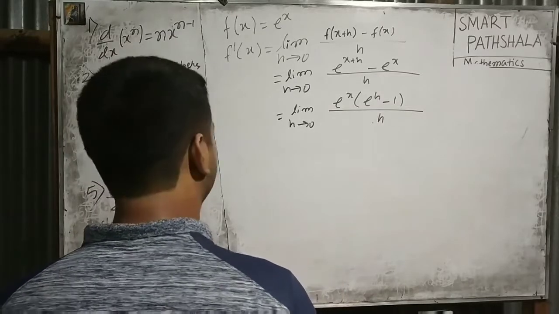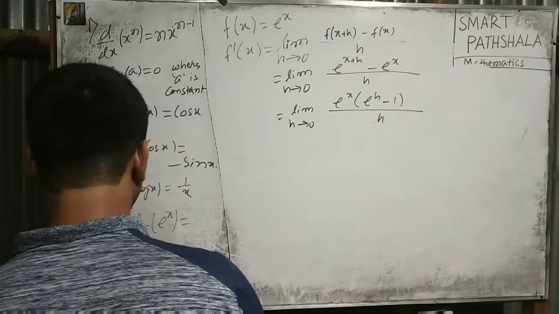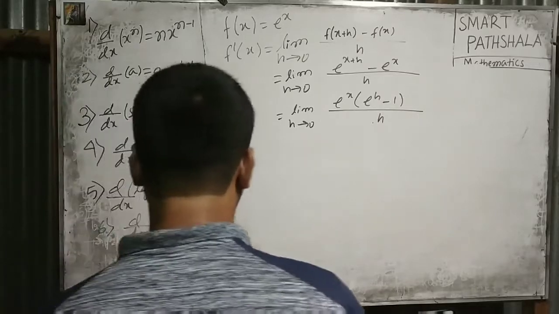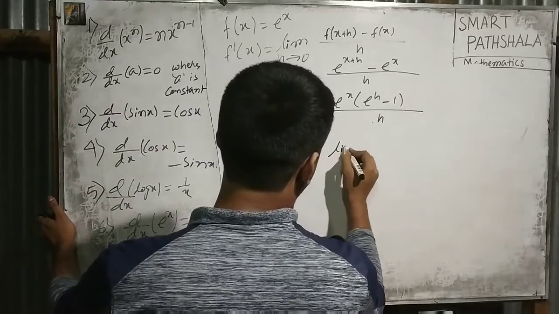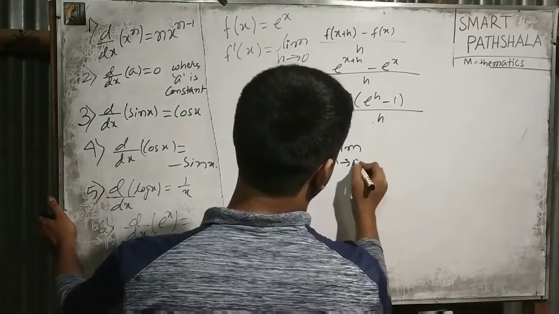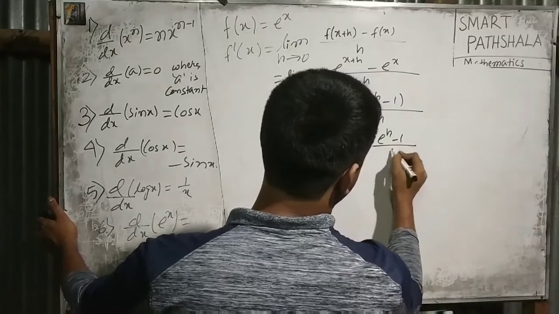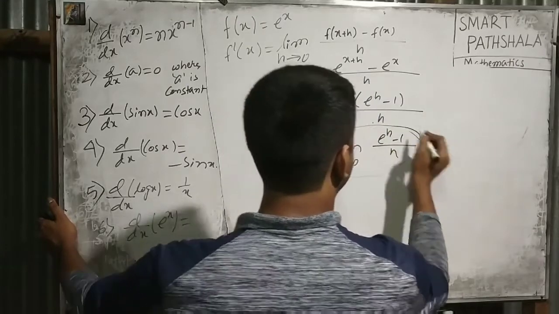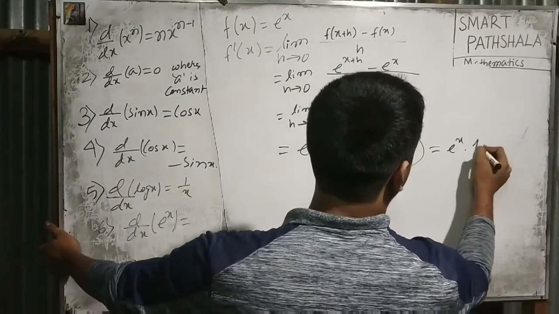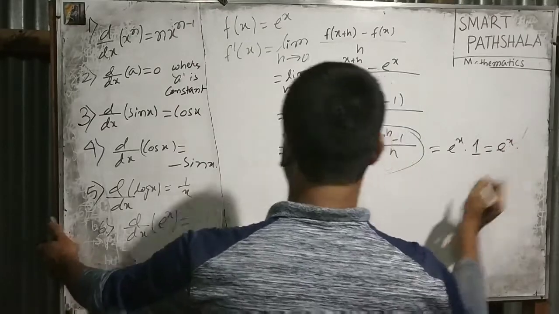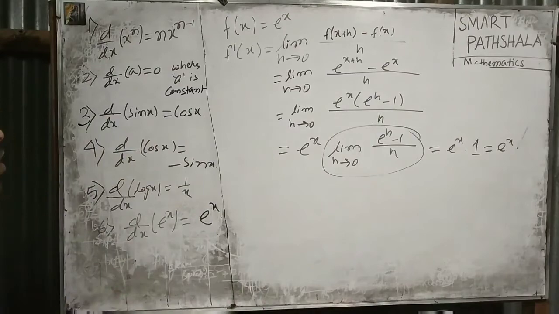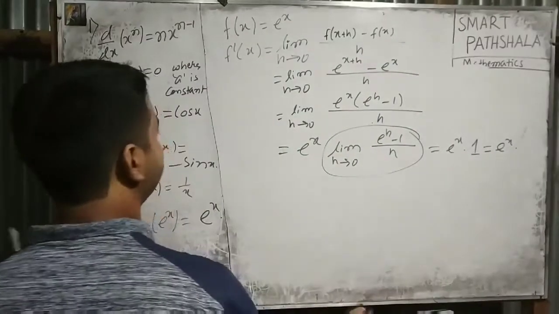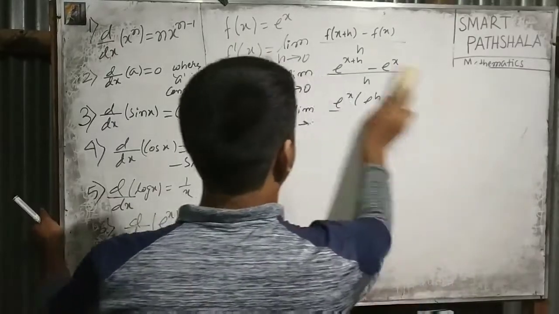Perfect. Now the thing is, we need to calculate the derivative of e to the power x. Now put this e to the power x out of this limit. What we have is this term. This term is very popular in limits. We have e to the power x. That means, see, this e to the power x, if we differentiate it, we get e to the power x. Right? Okay.